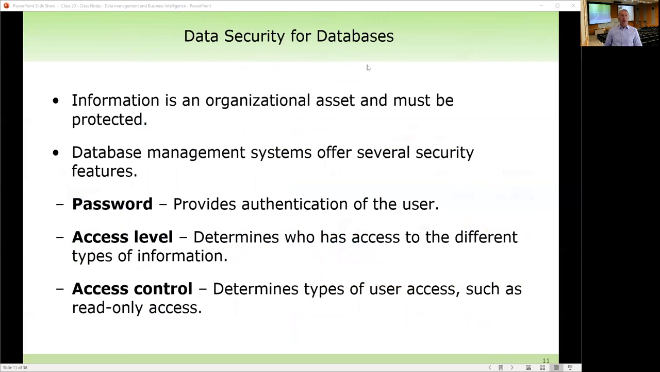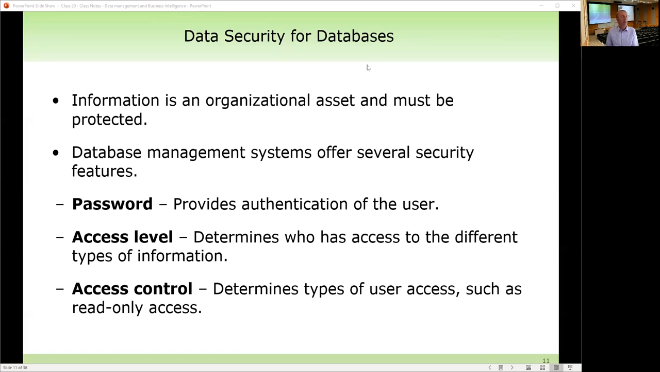Now, another element of data management is, of course, the security by which we handle the data. Normally, information is an organizational asset, and of course it must be protected. The data management systems we have typically have 3 types of features that protect the data. You probably know that to a certain extent from your own safety mechanisms on your PC. So of course there needs to be a password that provides authentication of the user. There might be different access levels that determine how much you have access to.